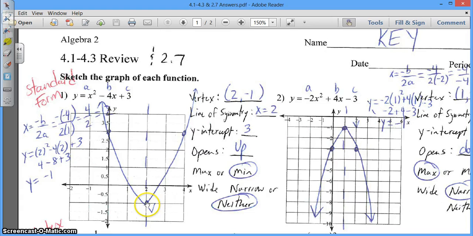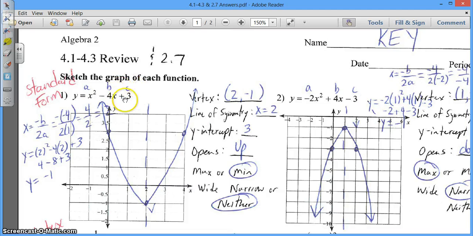So I went and plotted 2, negative 1 here. I labeled it with a V for vertex. I drew my line of symmetry that goes through the middle of my parabola. So it helps remind me that it's cutting my parabola in half. Now, we know this was in standard form because there's no parentheses and our highest exponent went first. Okay, our exponents are going in descending order.